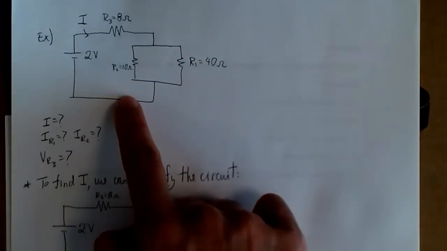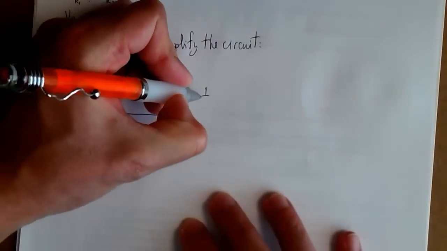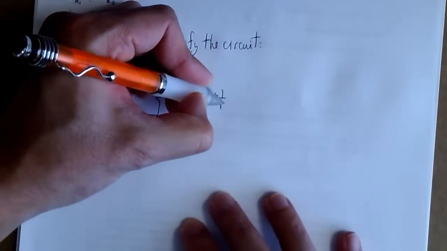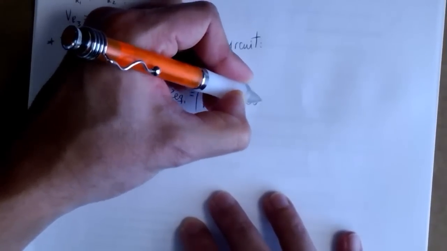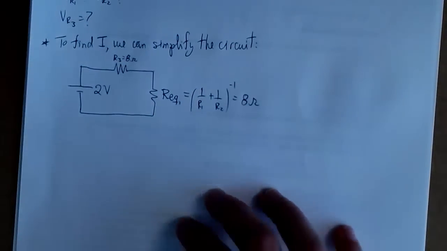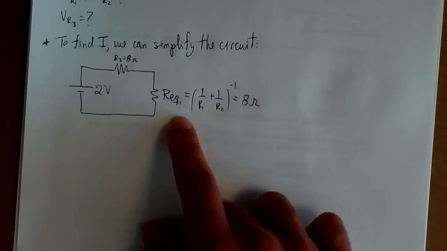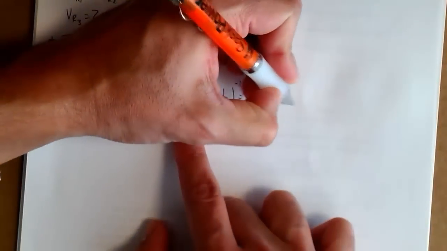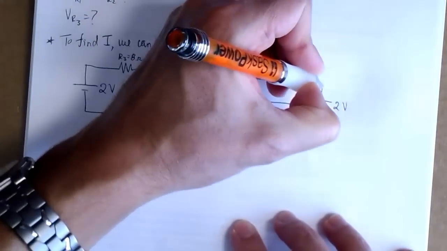So we have R1 is 40 ohms and R2 is 10 ohms. From there we get the equivalent resistance, which in this case is 8 ohms. Now we see that R3 is in series with this R equivalent 1, so we can simplify the circuit a little bit more to get just one resistor.